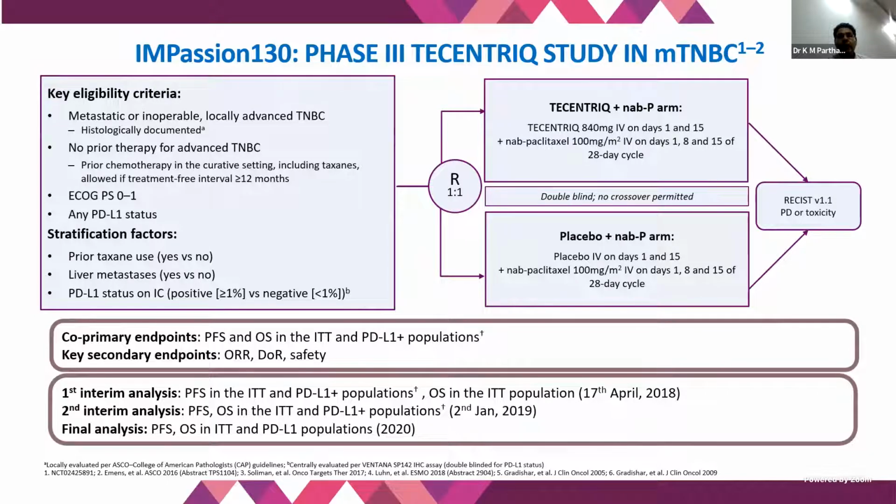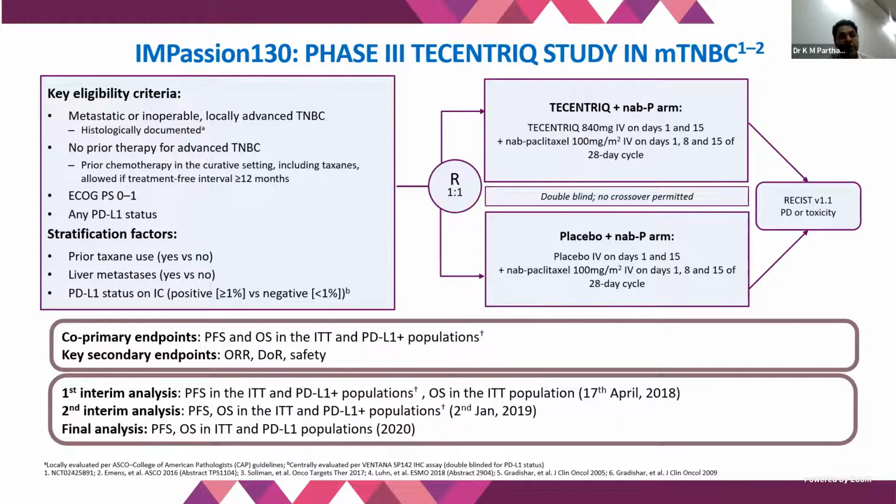It's a phase 3 study of TNBC, metastatic or inoperable locally advanced TNBC, histologically documented, and prior chemotherapy in curative setting is allowed, but there should be a treatment-free interval of at least 12 months, and patients should be either ECOG 0 or 1. Any PD-L1 status were included in the ITT population, but they were further stratified per the PD-L1 status, so IC status.